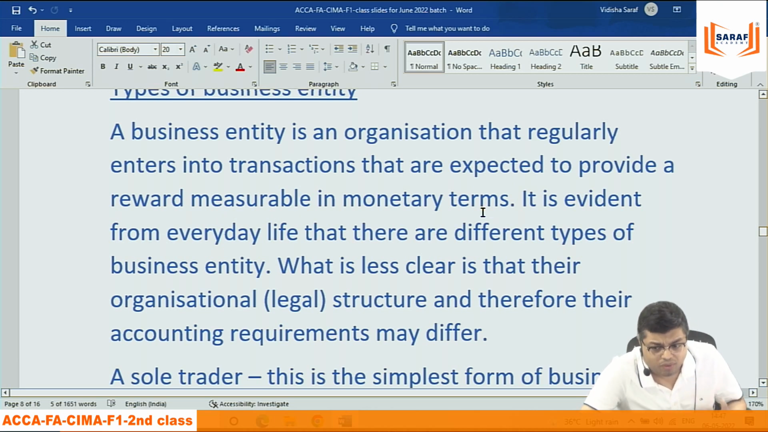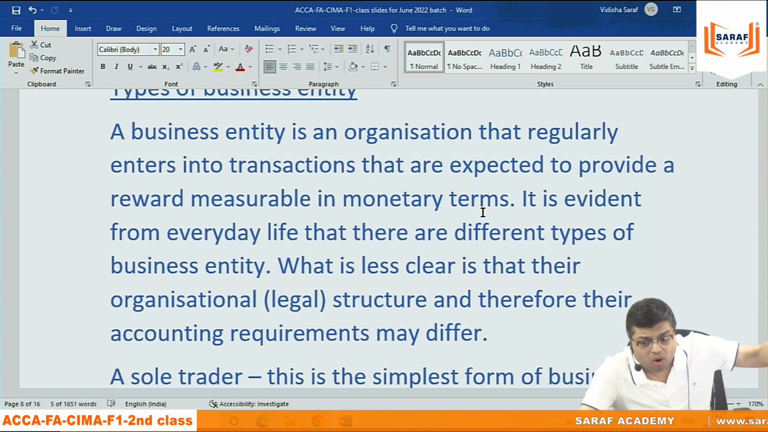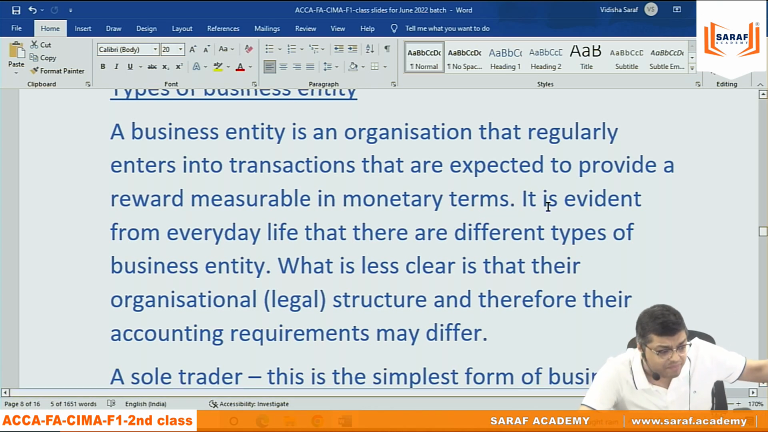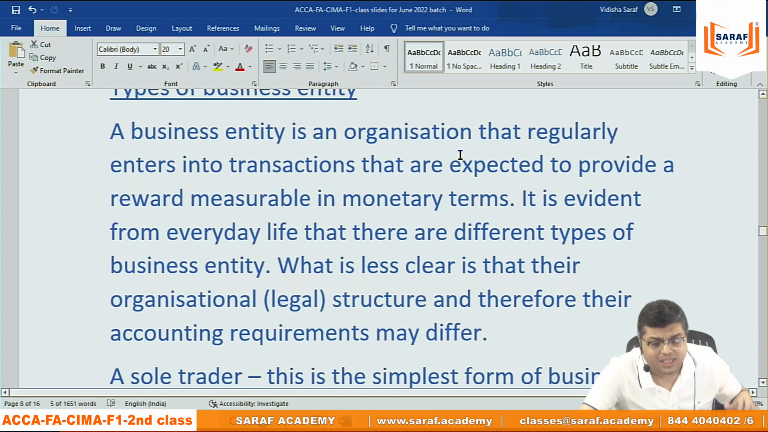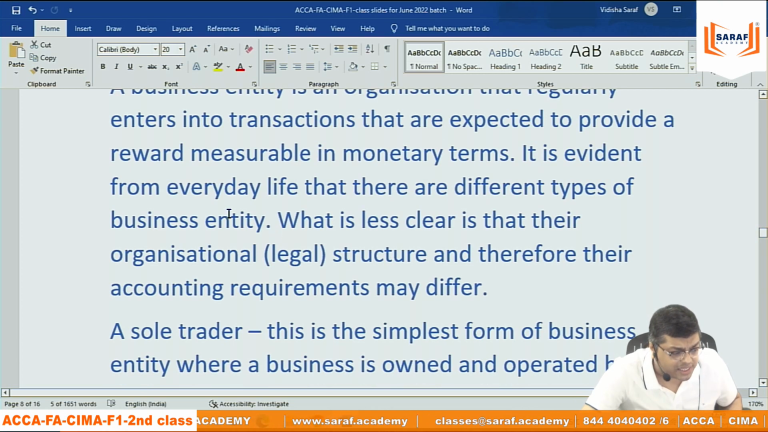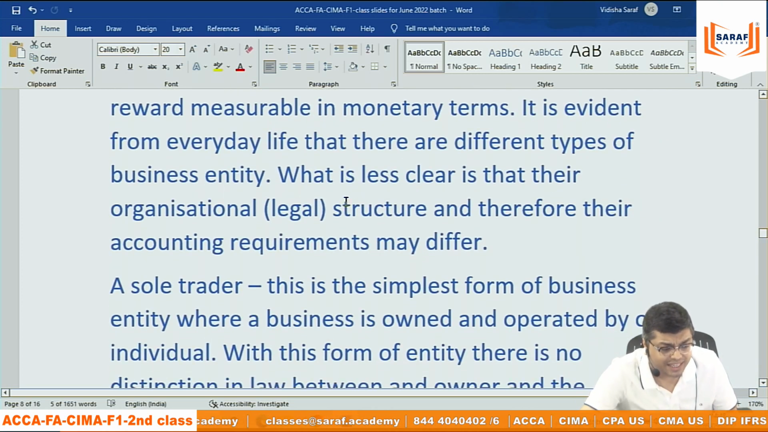We should be able to provide reward to me and my wife, to my employees in the form of salary, bonus, to all of you. The reward is passing the exam, giving the exam. An organization is doing the transactions to give reward to all the persons who are engaged with the organization. It is evident from everyday life that there are different types of business entity. What is less clear is their organization legal structure.